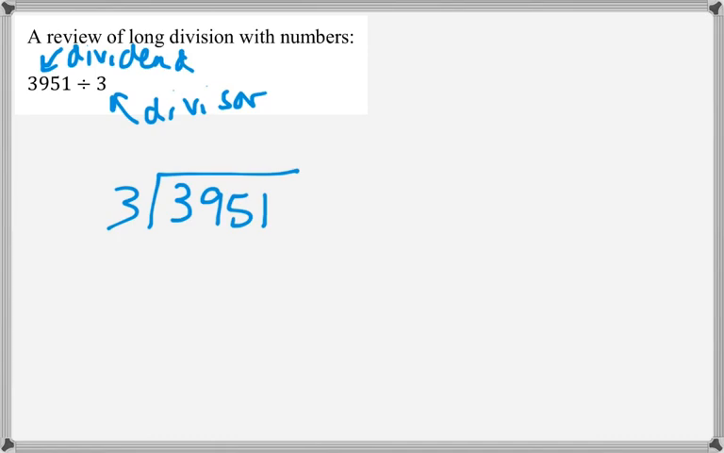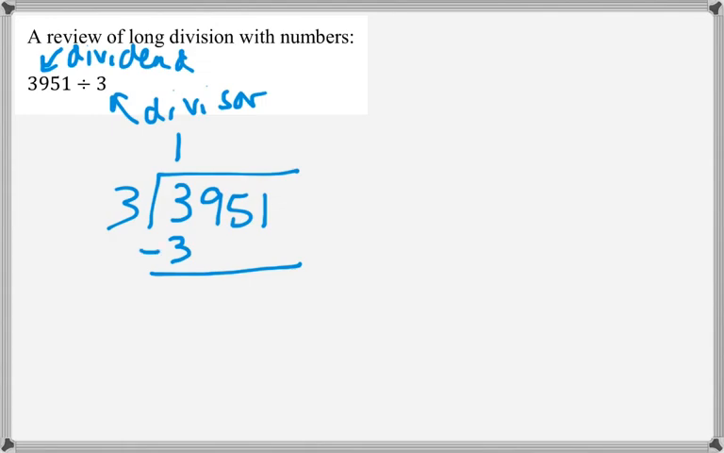And then we look at the divisor and the first digit in the number, and sometimes people will say, how many times does 3 go into 3? Or another way to look at it is, what would you multiply the divisor by in order to get that first digit? So we know that 3 times 1 is 3, so we put a 1 up here. And then we multiply that 1 that we just wrote by the divisor. So 1 times 3 is 3, and we write that below here.